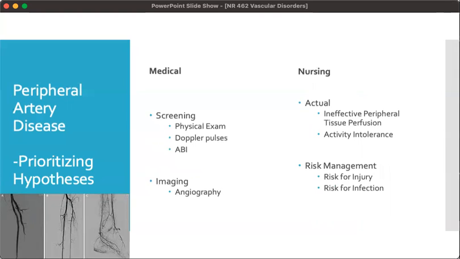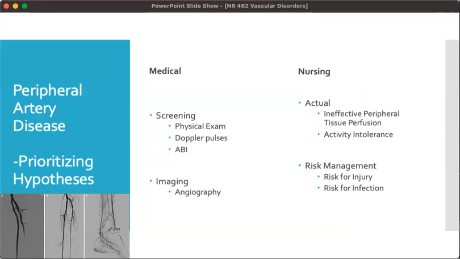So what you'll hear when you use this device is something like a boom, boom, boom, boom, boom. It's almost like listening to somebody's heartbeat. Another screening tool we can do is called ABI or ankle brachial index. This is like checking blood pressures on patients' legs.